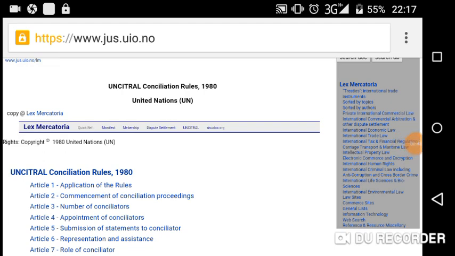The UNCITRAL Conciliation Rules 1980, full form UNCITRAL: United Nations Commission on International Trade Law. The Conciliation Rules 1980 are a model law provided at the international level.